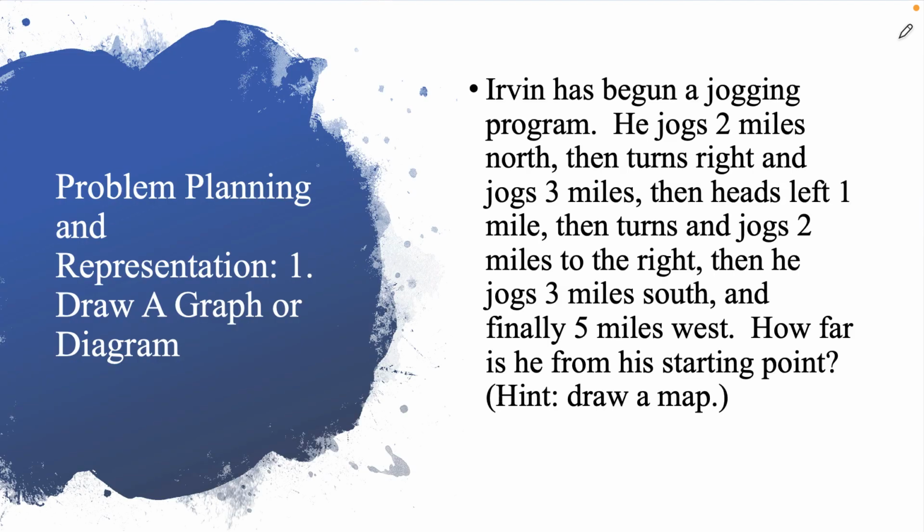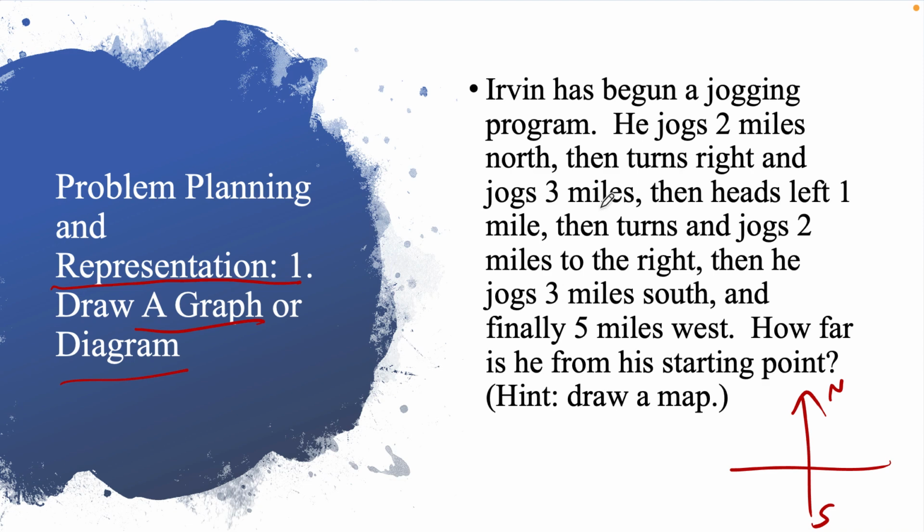Here's one problem. You can pause the video and try to solve this. Irvin has begun a jogging program. He jogs 2 miles north. Now if you think of just imagining the direction, I'm not really good at directions, but even if you are, it will be hard. So the best thing to do is, as it says here, representation: draw a graph or a diagram. You can draw a chart like that, and you know north is here, south is here, and you put your letters as you go. So 2 miles north, then turn right and jog 3 miles.